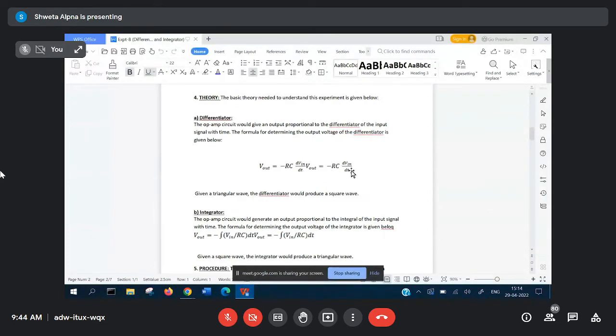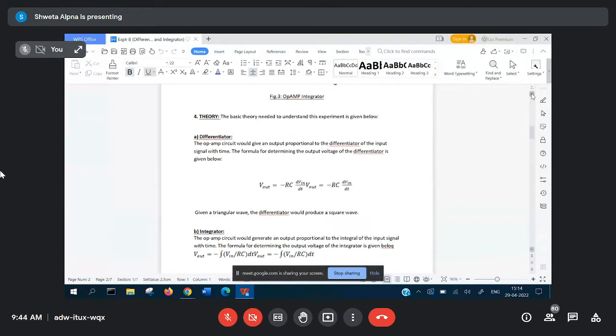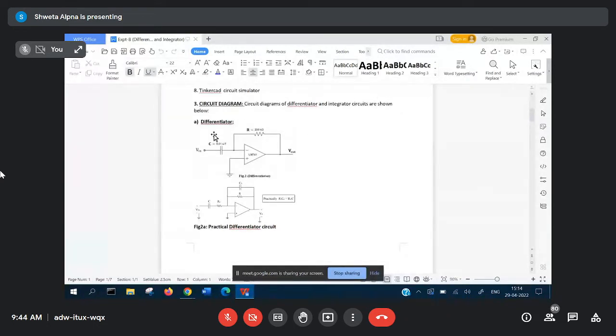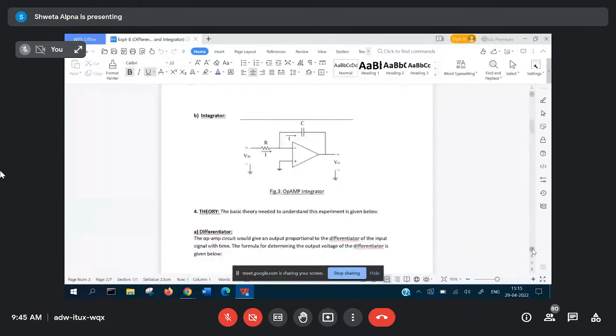So how are we getting this equation? You get this equation when you apply Kirchhoff's voltage law and Kirchhoff's current law to this circuit. When they are applied here for the analysis, you will find that the V out equation comes out to be minus of RC d by dt of V in, showing that the output of this circuit becomes the differentiation of the input. And why is there a minus here? Why does the minus come in the output?